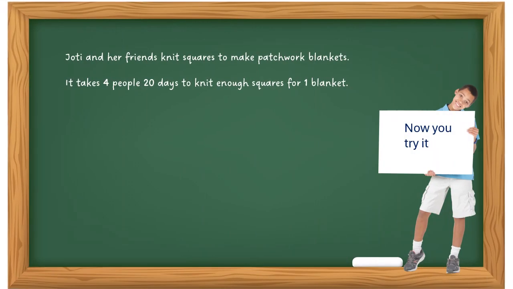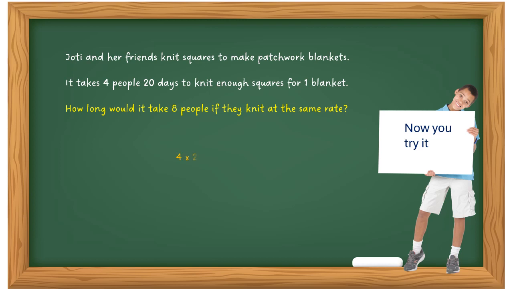So have a go. Jotty and her friends knit squares to make patchwork blankets. It takes 4 people 20 days to knit enough squares for one blanket. Pause the video. Okay, so how long would it take 8 people if they knit at the same rate?